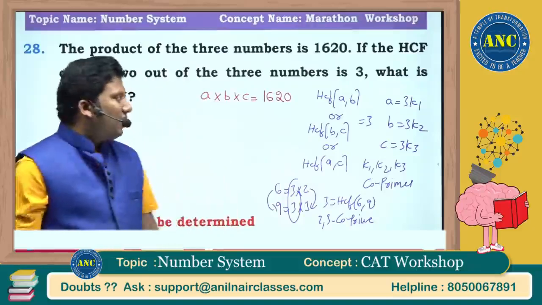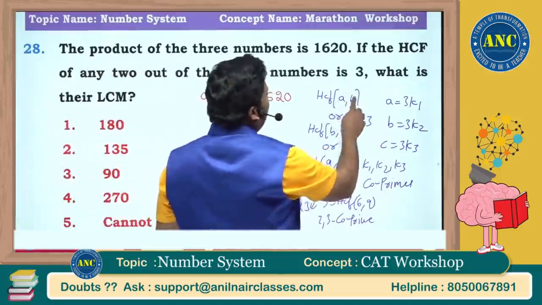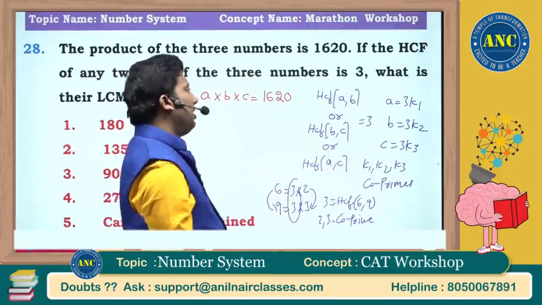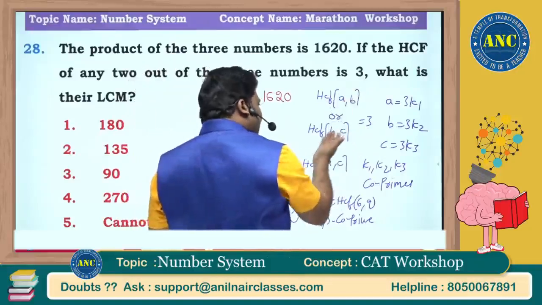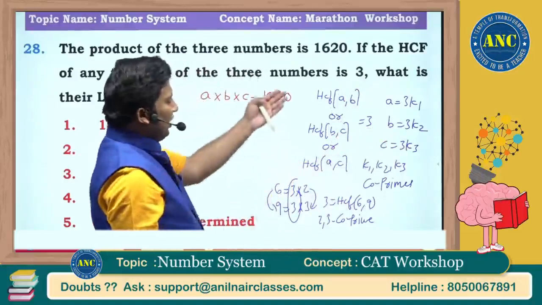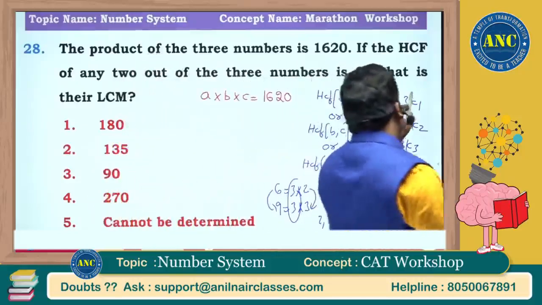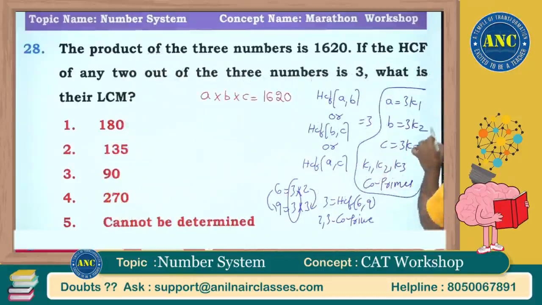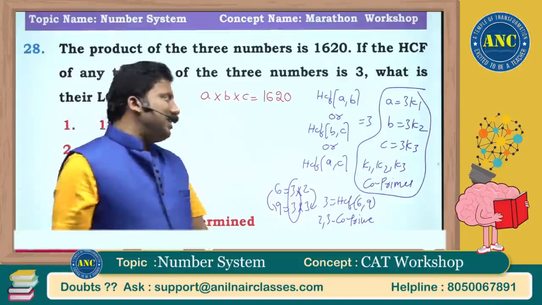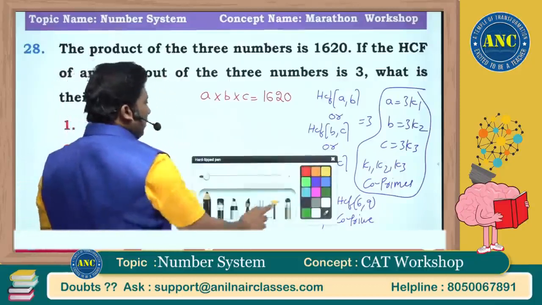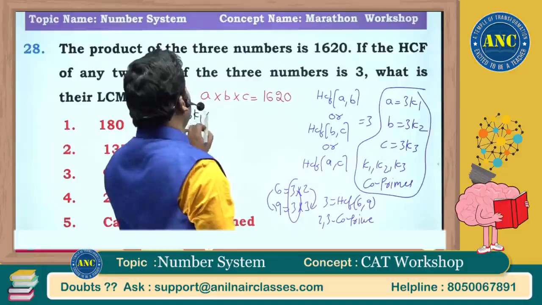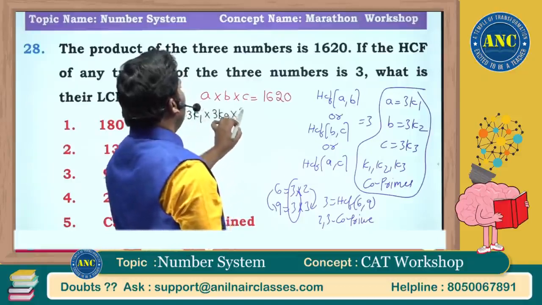I hope the idea is clear. So if I take HCF of 3K1 comma 3K2, 3 is common. HCF of co-prime numbers is always 1, so it is 3. Even if I take 3K2, 3K3, K2 and K3 are co-prime, so it is 3. Or 3K1, 3K3, they are also co-prime. So please write down: A can be written as 3K1, B as 3K2, C as 3K3. K1, K2, K3 are all co-prime. Substitute it easily, you will get the answer. It's an easy question.